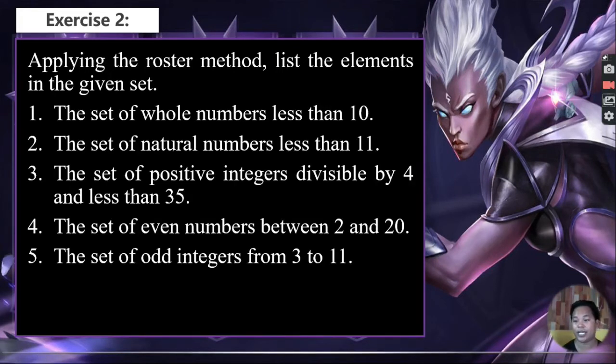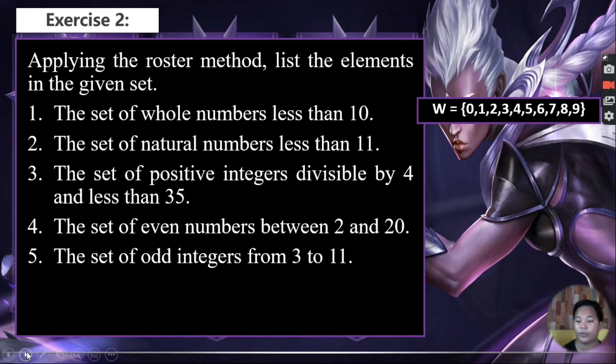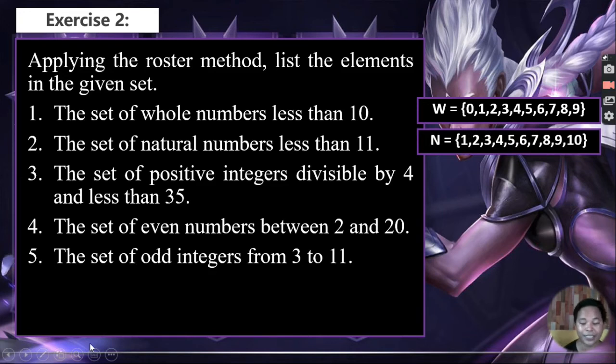Let's answer number 1, the set of whole numbers less than 10. So what are those whole numbers? So we have 0, 1, 2, 3, 4, 5, 6, 7, 8, 9. So those are the elements that belong to this set po. Let's have number 2. The set of natural numbers less than 11. So pag sinabi po natin natural numbers, these are counting numbers less than 11. So we have 1, 2, 3, 4, 5, 6, 7, 8, 9, 10. So hindi po kasama yung 0 sa ating natural numbers.